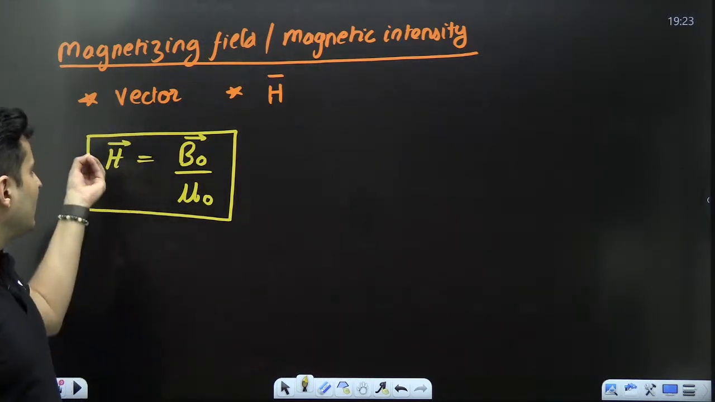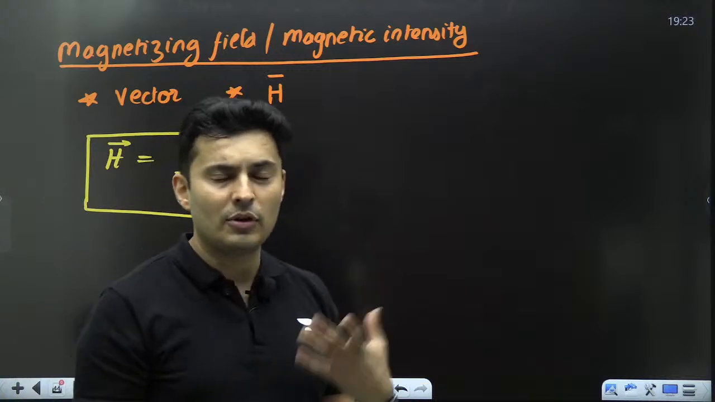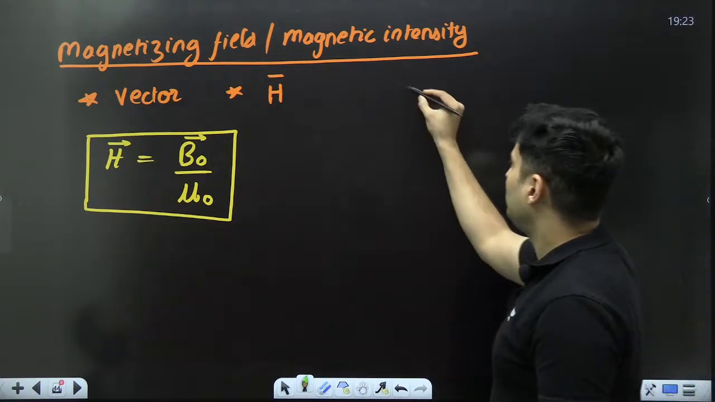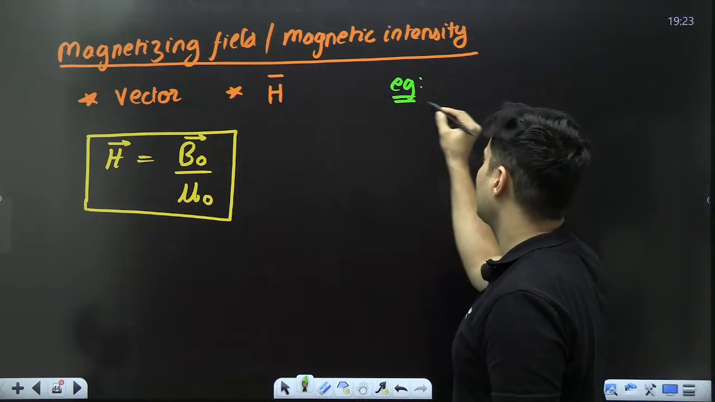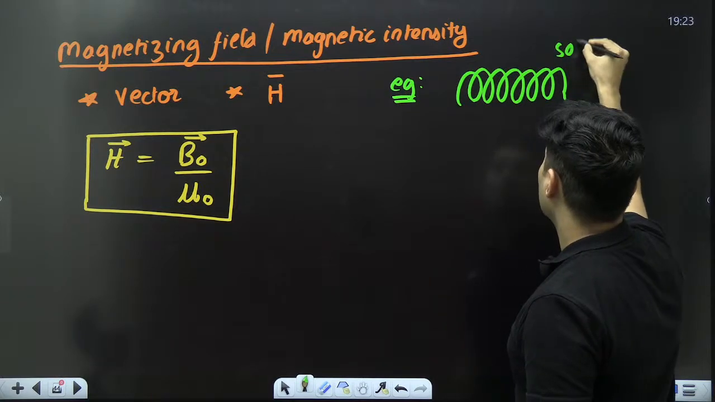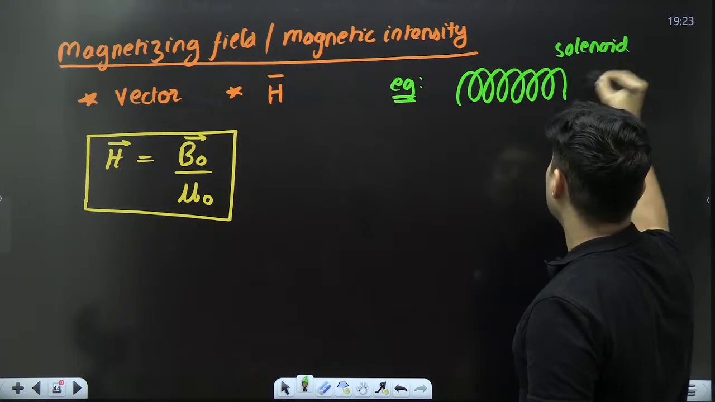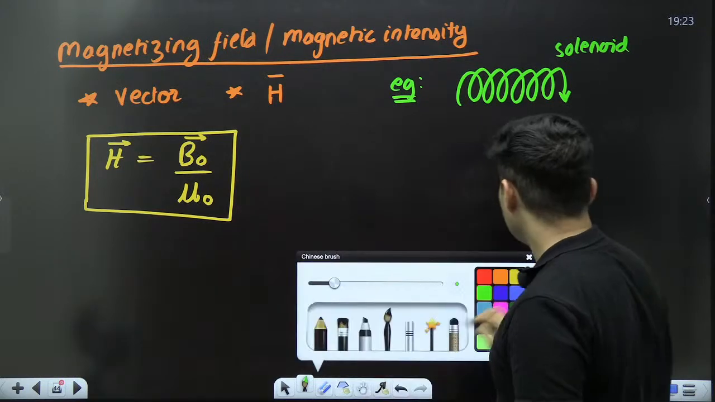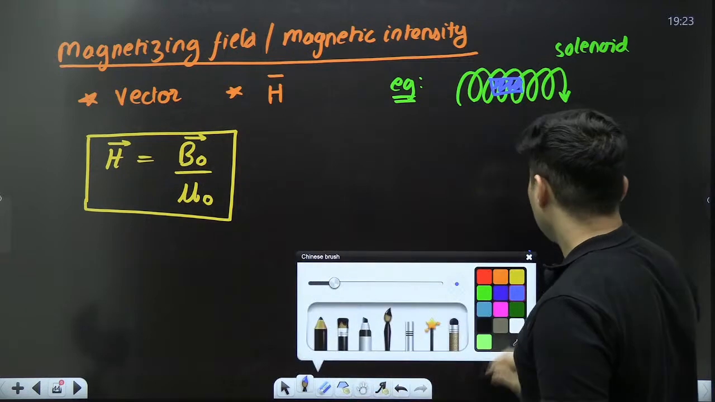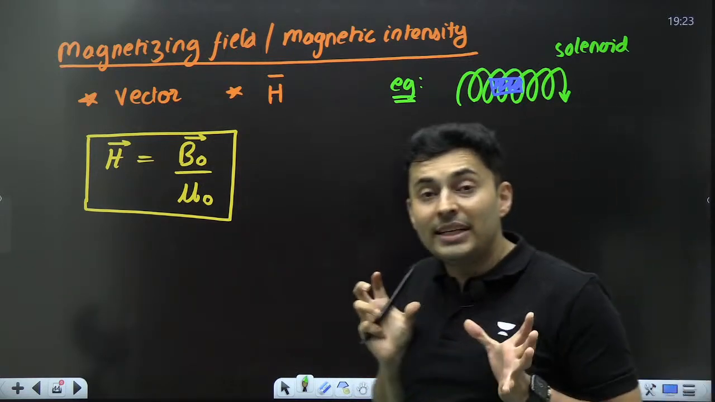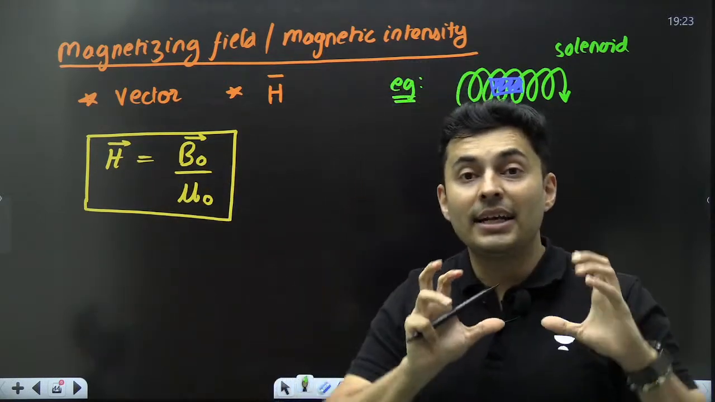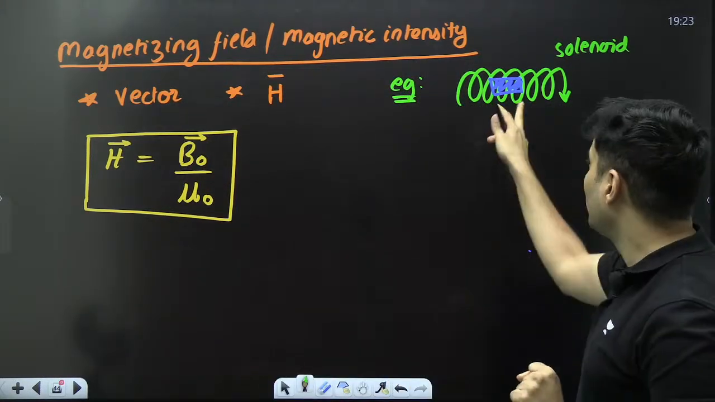You can also get the units of H very easily. I will show that to you in a bit. Just imagine, I give an example like this. You have taken a solenoid. Okay, what is this? This is a solenoid. You have passed some current through it. And let's say inside, you have placed some magnetic material. And the question is, how much is the field which is trying to magnetize it? How much is the magnetizing field? How much is the magnetic intensity on that material?